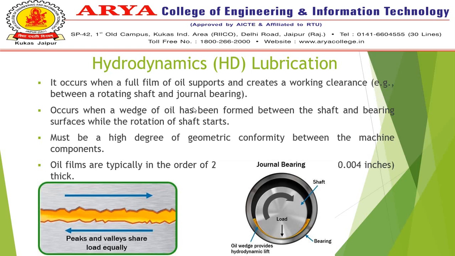So there is a constant layer, you can say, a layer of lubricating oil between two mating parts. For example, the rotating shaft and the journal bearing. It occurs when a wedge of oil has been formed between the shaft and bearing surface while the rotation of the shaft starts. So when we were talking about sliding, the speed was very slow.